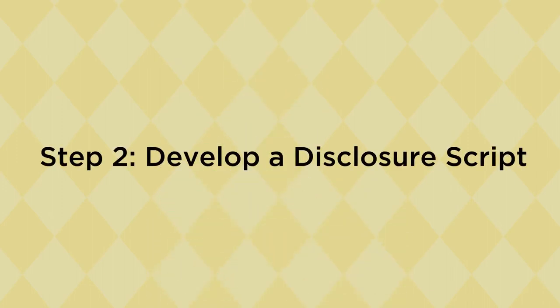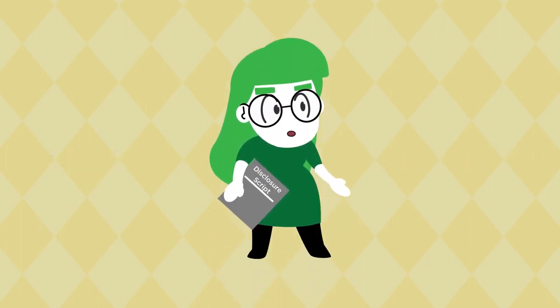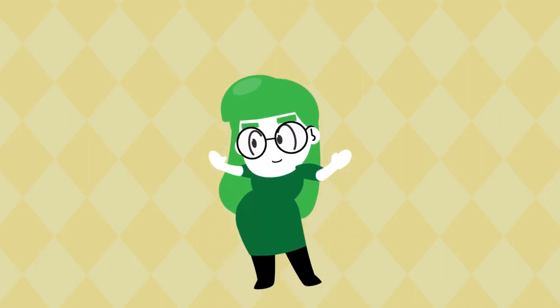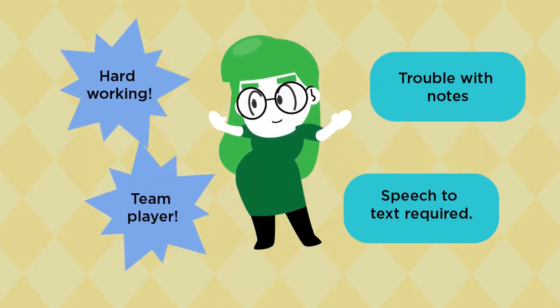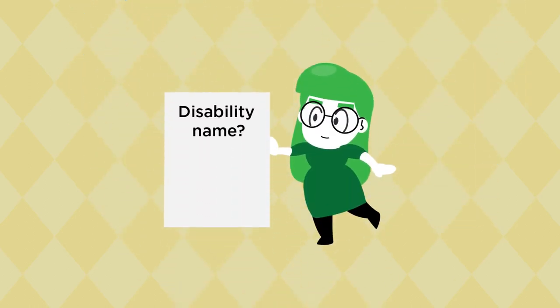Step 2. Develop a disclosure script. Use your answers to the earlier questions to plan what you're going to say when you disclose. This plan is like a script. You can practice ahead of time so that you know what to say when you talk to your employer. Remember to highlight your abilities and clearly state your limitations and needs. Only talk about your limitations related to the job. You don't have to name your disability. However, if you feel comfortable talking about it more directly, you can include it.